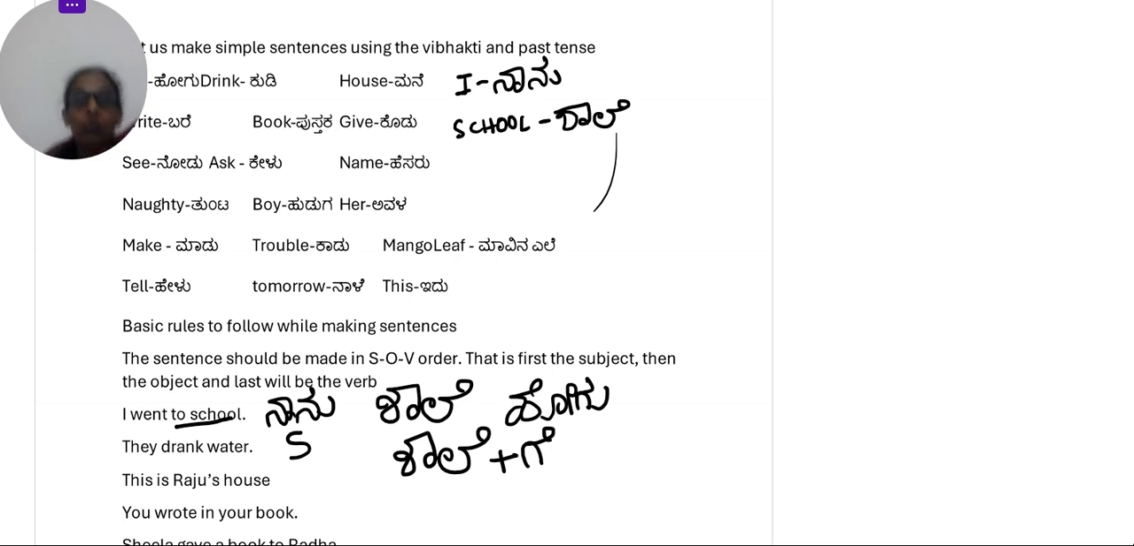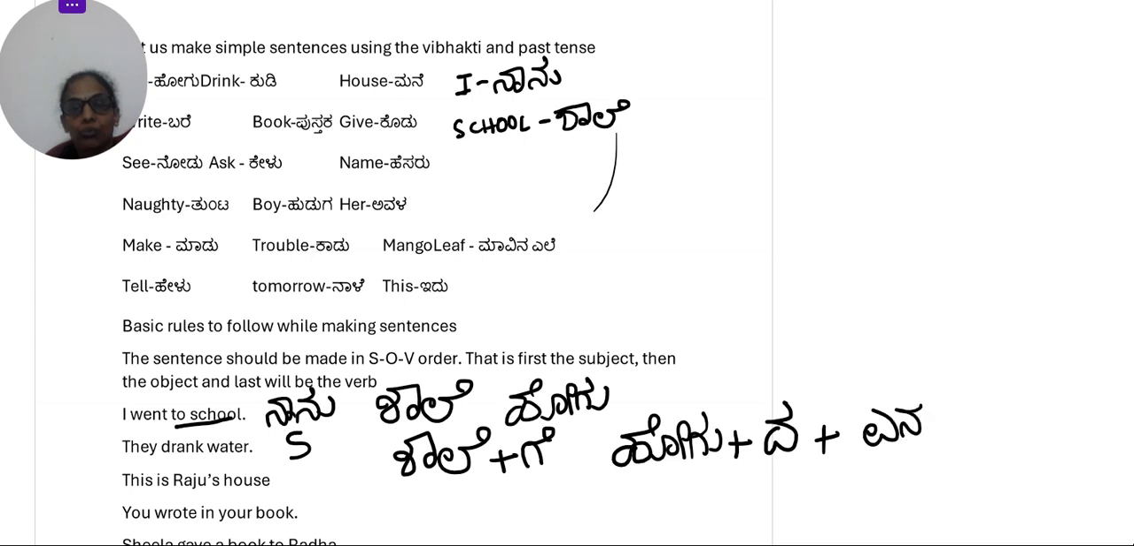So similarly, how we will change hogu in past tense. If you remember what we had done, we took the verb, then we added the suffix for the tense. The suffix for the past tense is de. And then whoever is doing it. So it is the first person. I is first person. So you have to write enu. Okay. Now when we combine all of them together, we get the sentence.